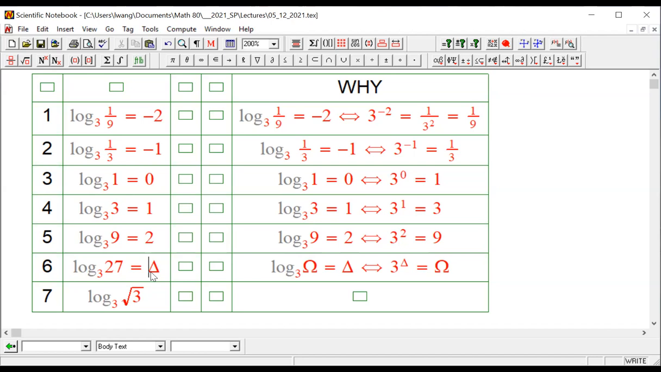What is the answer to number 6? Nine? Okay, so let's check. If this is 9, this is 27. That means 3 raised to the power of 9 equals 27. Is that true? 3 raised to the power of 9 equals 27. Is that true or not?